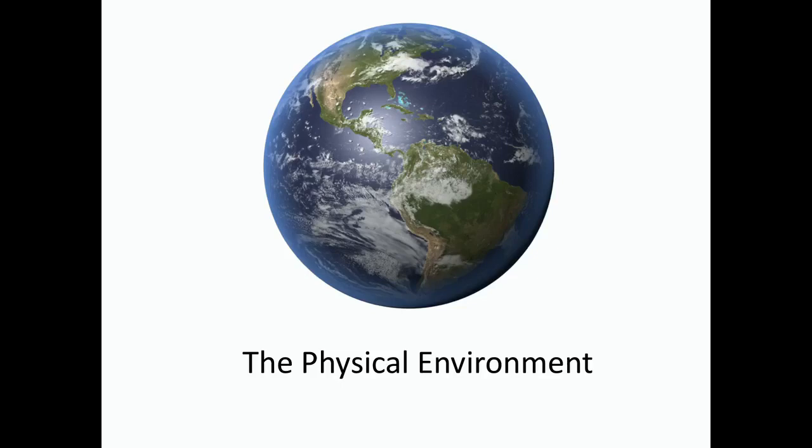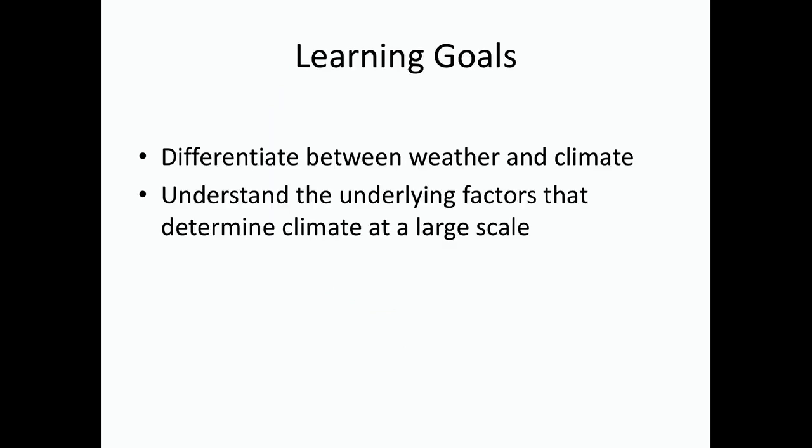In this video, we will be covering some of the basic concepts of what controls the physical environment on Earth. We'll start out by differentiating between the terms weather and climate. We will then cover some of the basic underlying factors that determine climate at a large scale, and then again, perhaps at a local scale.